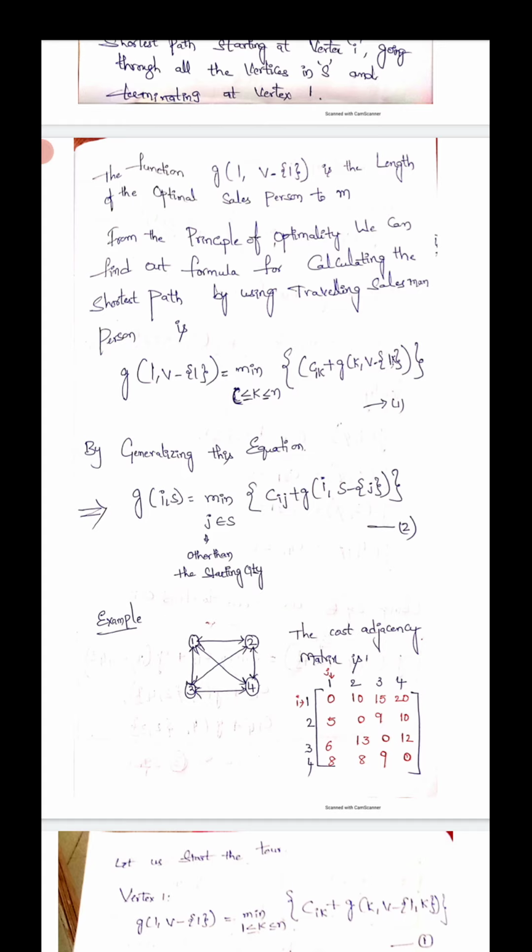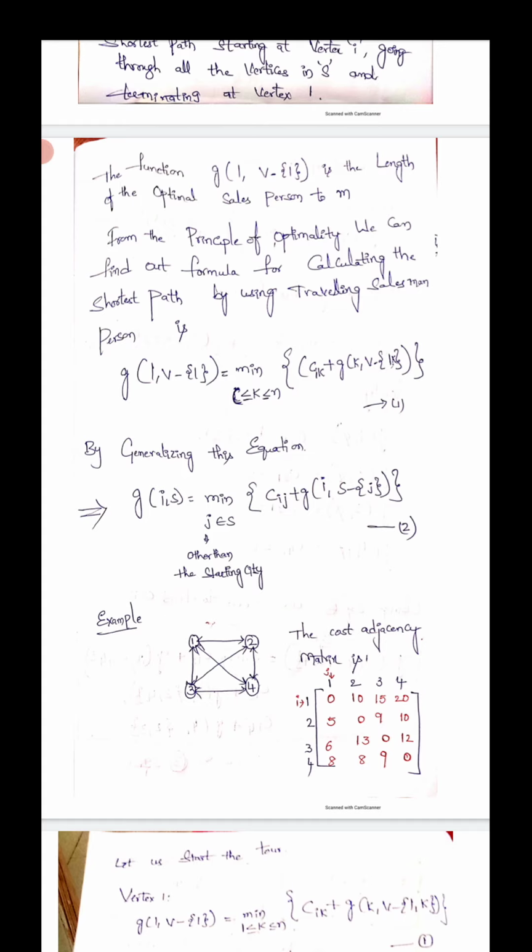Coming to the cost adjacency matrix: 1 to 2 is 10, 1 to 3 is 15, 1 to 4 is 20, 2 to 1 is 5, 2 to 3 is 9, 2 to 4 is 10, 3 to 1 is 6, 3 to 2 is 13, 3 to 4 is 12, 4 to 1 is 8, 4 to 2 is 8, and 4 to 3 is 9.